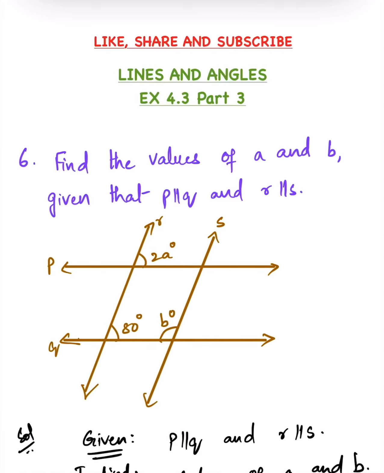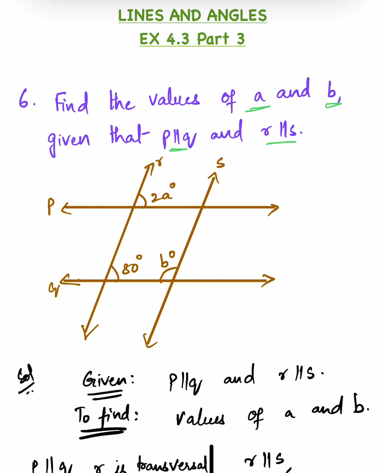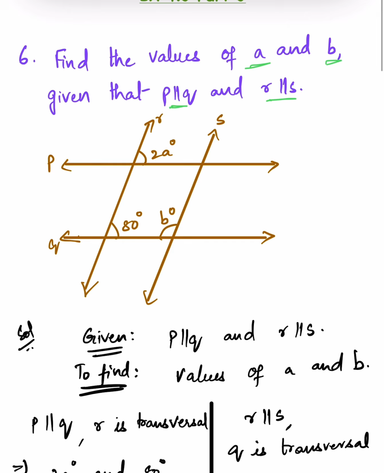Lines and angles, exercise 4.3, part 3, sixth problem. Find the values of A and B given that P parallel to Q and R parallel to S. Here, there are two sets of parallel lines. P is parallel to Q and R is parallel to S. So, what is given here? P parallel to Q and R parallel to S, to find values of A and B.